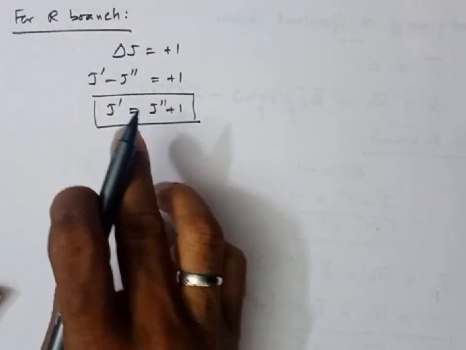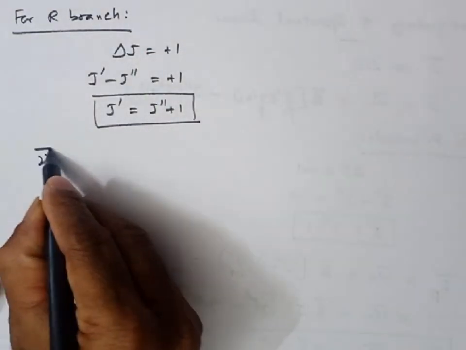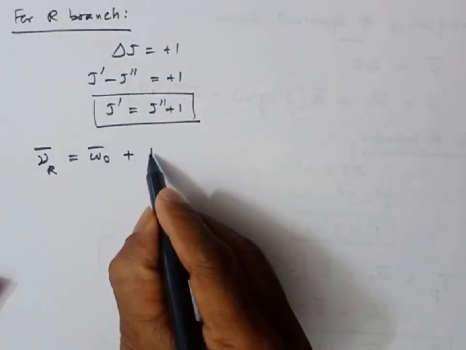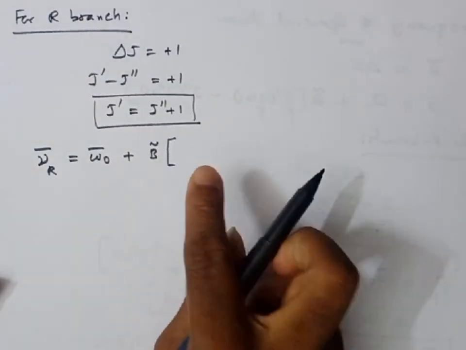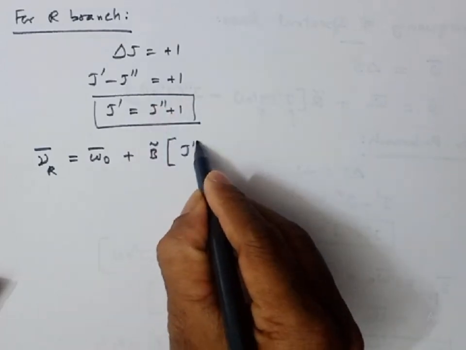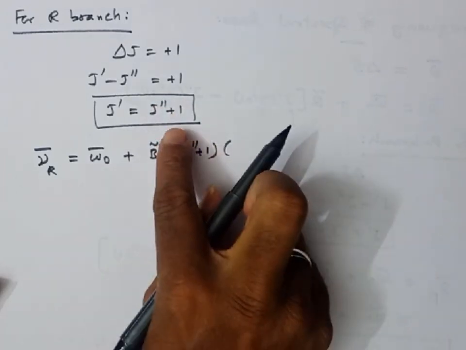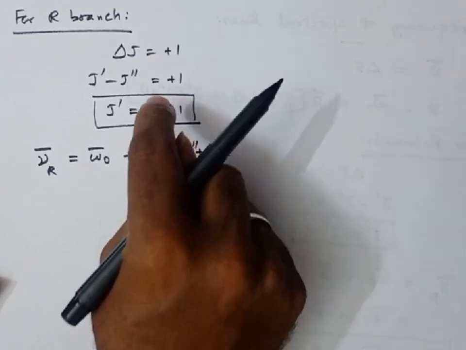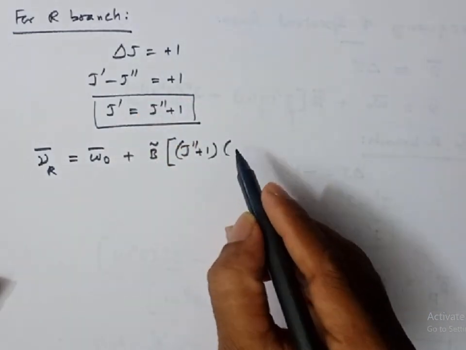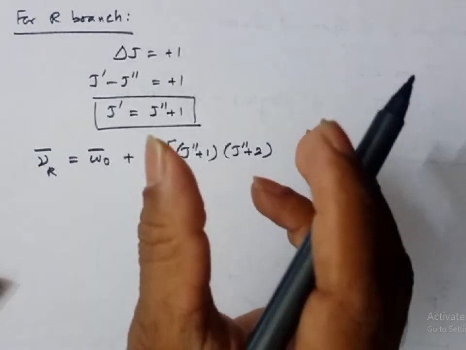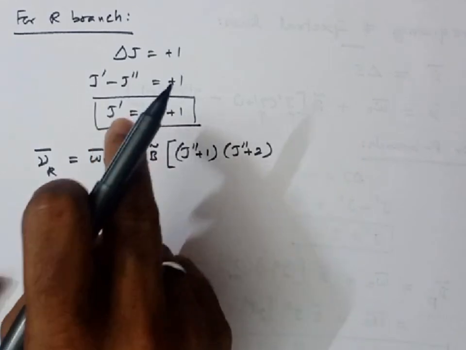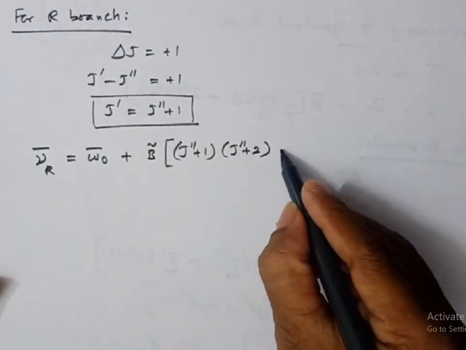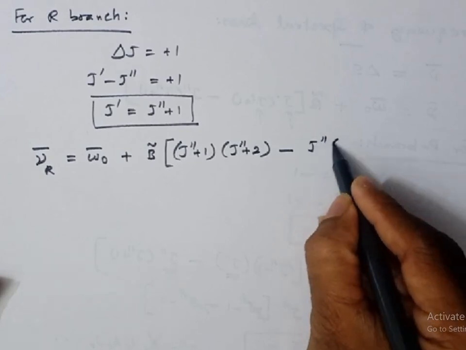Now I'll put this J prime in the energy formula or frequency formula. So the frequency of R branch line is equal to, we have band origin omega naught bar plus the rotational constant B in the formula. Then wherever J prime is there, you put J double prime plus 1. Then we have J prime plus 1 in the formula, so in the place of J prime, if you put J double prime plus 1, plus 1 and another plus 1 is there, so you'll get J double prime plus 2. Just take the formula and incorporate J prime as J double prime plus 1. You will get this. Minus, I'll keep J double prime term as such. I'm not going to do anything.